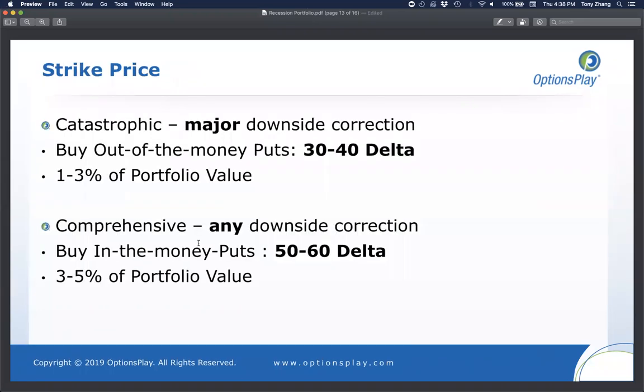As far as selecting strike prices, now I used to have a couple of slides going through in detail the difference between a catastrophic and comprehensive insurance, but I think the best way for me to really illustrate this is to really just show you examples. So when you're thinking about strike prices, most of these options give you hundreds of strikes, and it's really difficult sometimes to figure out exactly where to start.